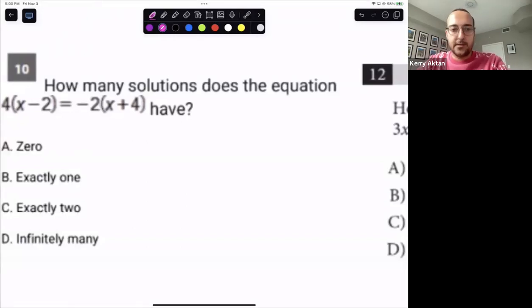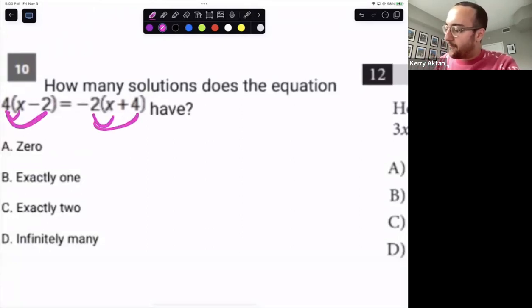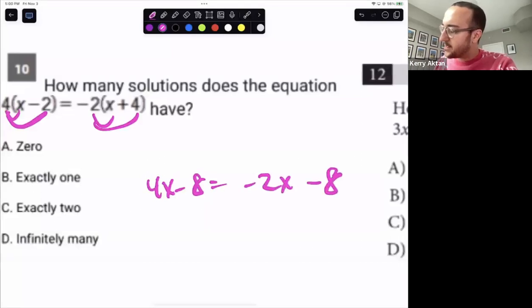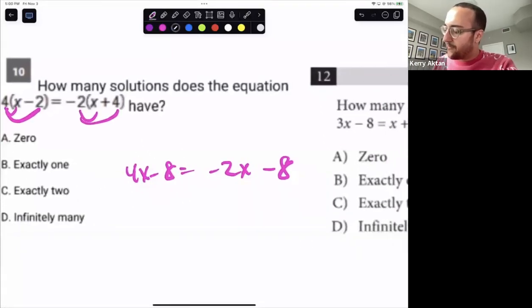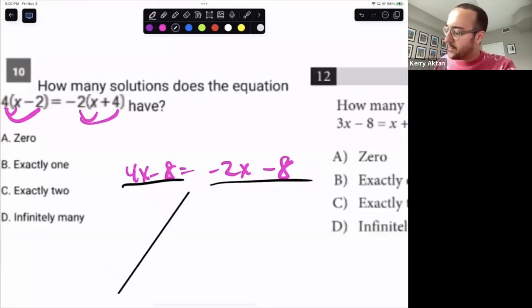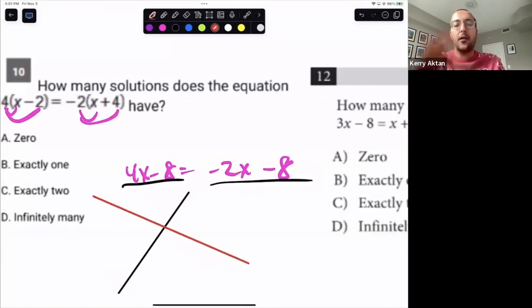There we go, Chase. That one's one solution. You're right. Remember, if I distribute this, I have 4x minus 8 equals negative 2x minus 8. Now, if this one has a positive slope and this one has a negative slope, anytime lines have different slopes at all, they will hit. Very good.